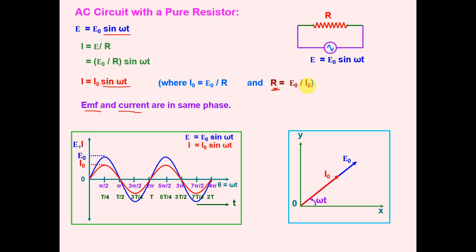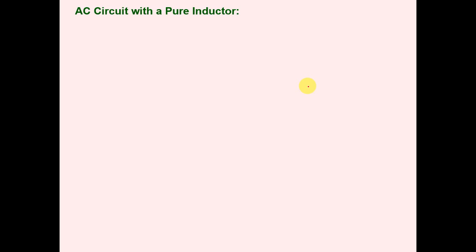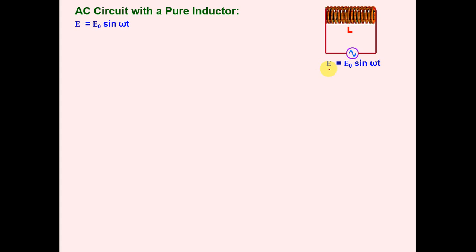Next, we are going to the next topic, that is AC circuit with a pure inductor. When we have applied AC to an inductor, you can see this is an inductor here, L is the self-inductance of the inductor, and the EMF applied is epsilon naught sine omega t. So this is the EMF which we have applied here.